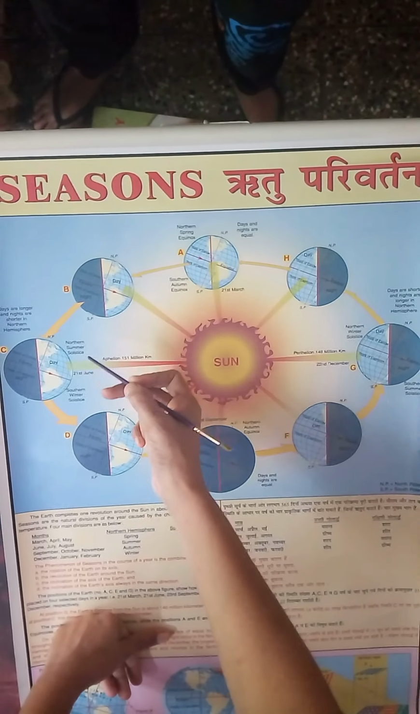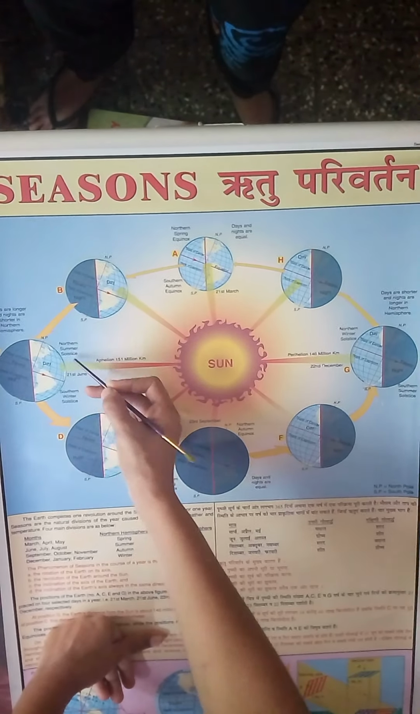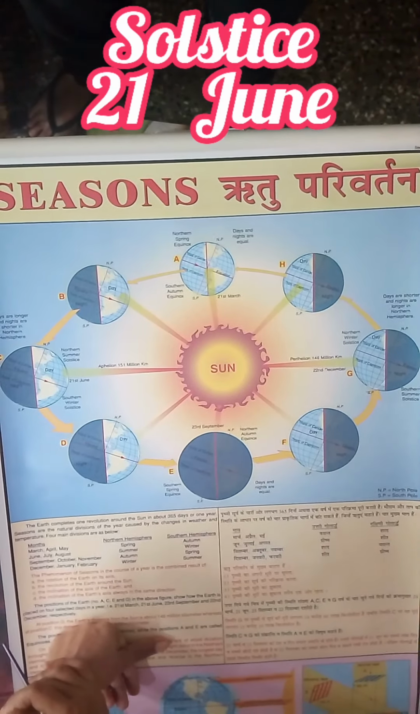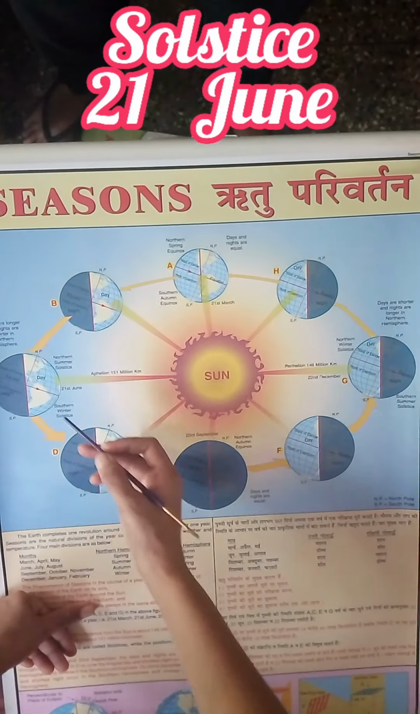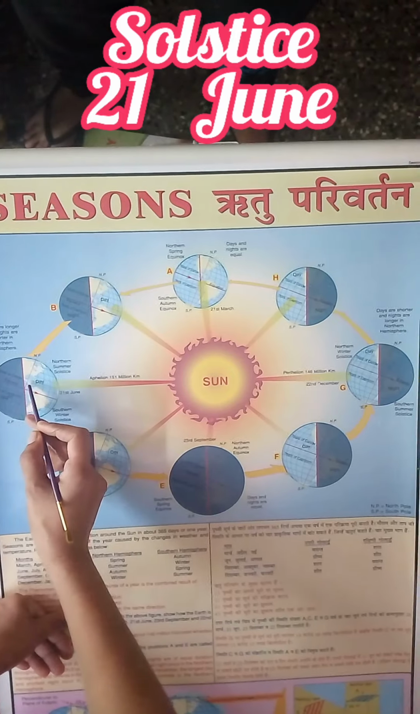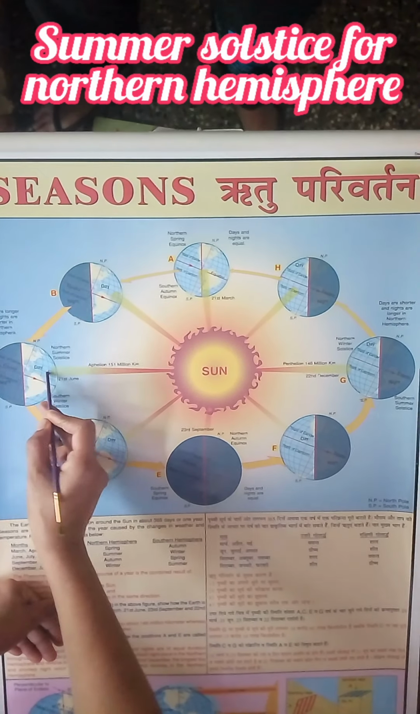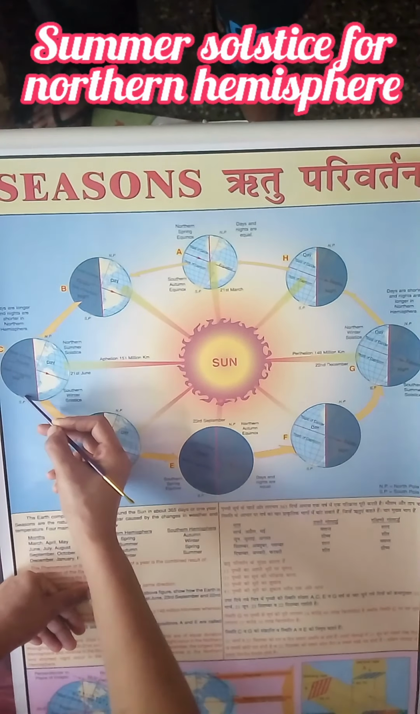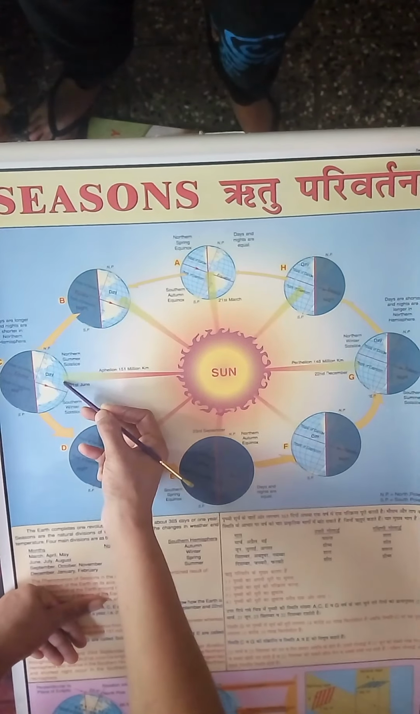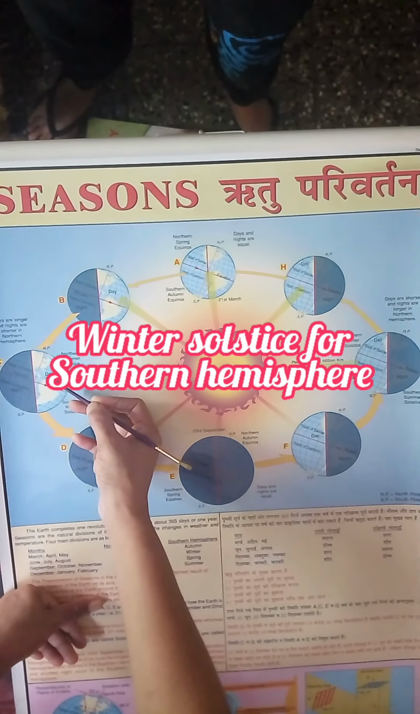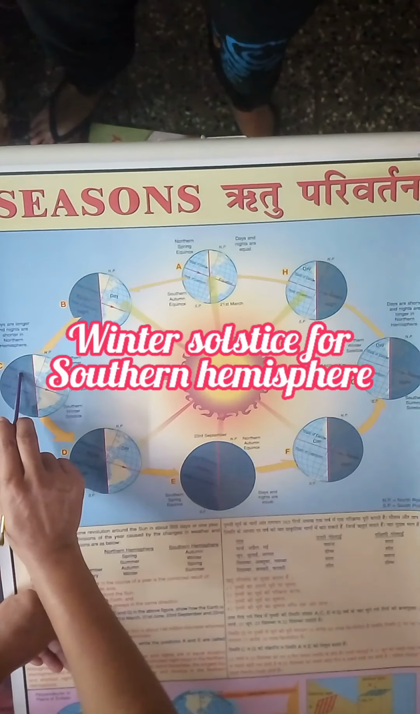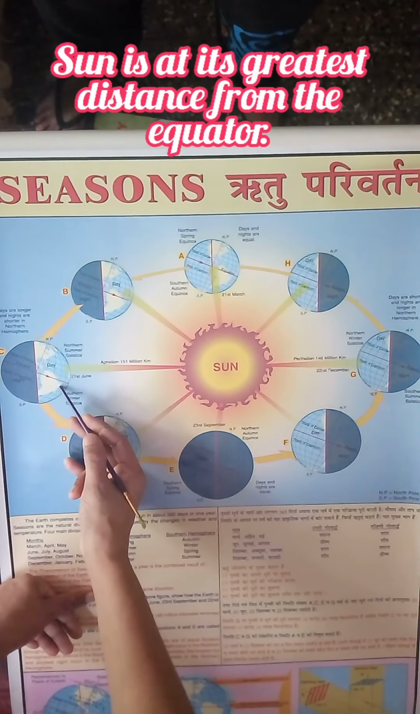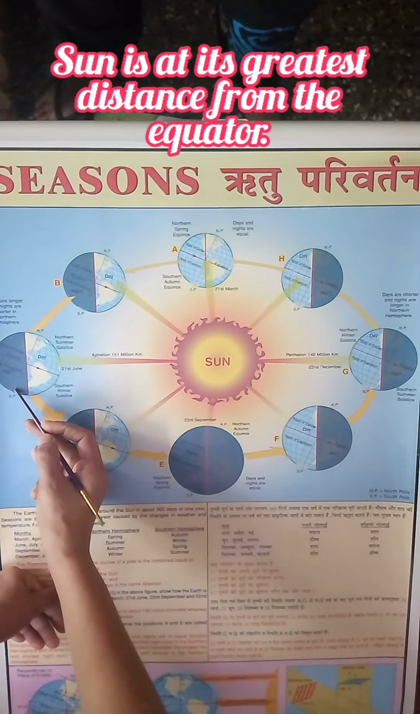As it is summer for the northern hemisphere, it is the summer solstice, and it is winter for the southern hemisphere, so it is the winter solstice there. From this diagram you can understand the lighted part is more here and the darkened part is less. This part shows the night and this part shows the daytime. So daytime is more for the northern hemisphere, but nighttime is less. For the southern hemisphere, the duration of day is less, but the duration of night is more.